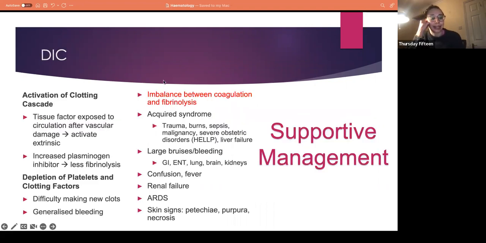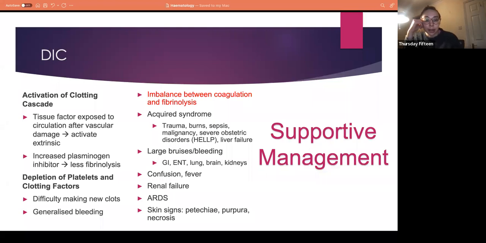DIC is quite a complicated thing to get your head around, but essentially it's an acquired syndrome where you're activating your coagulation pathways, so you're developing lots of intravascular thrombi throughout your body, but you're also depleting your platelets and your clotting factors, so you can't really make new clots, so then you bleed elsewhere. It's an imbalance between coagulation and fibrinolysis. It can occur in things like trauma, severe burns, sepsis, malignancy, obstetric disorders, so in preeclampsia you can get HELLP syndrome, and liver failure. It will present with large bruises and bleeding.